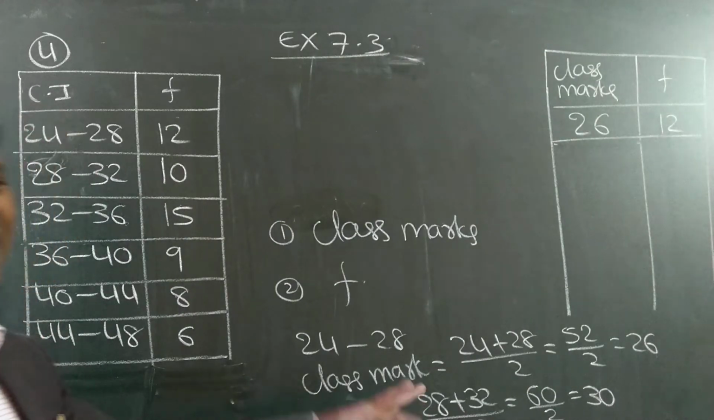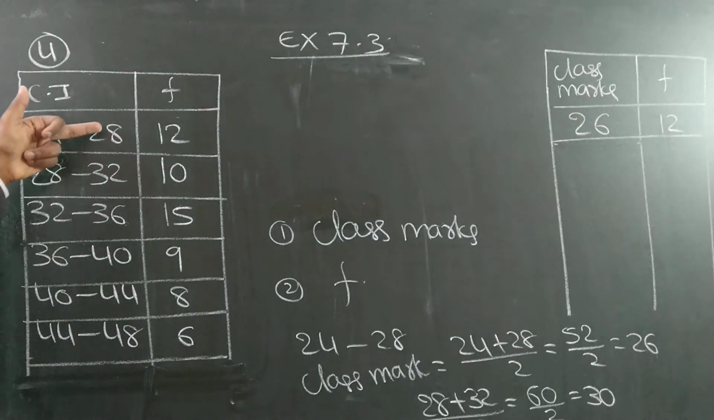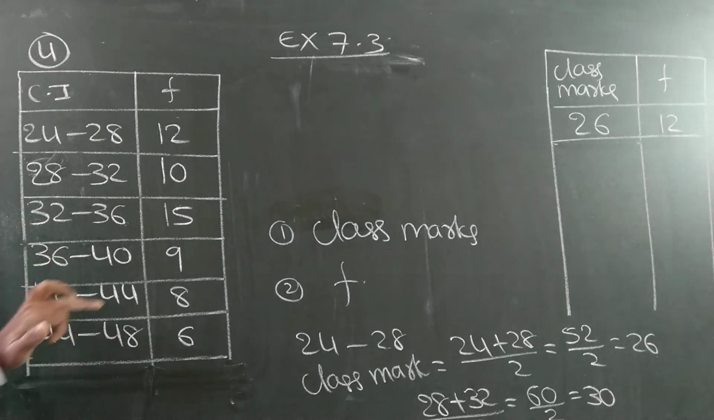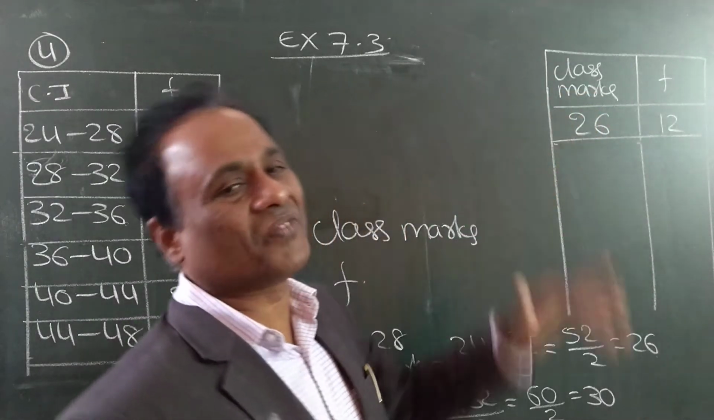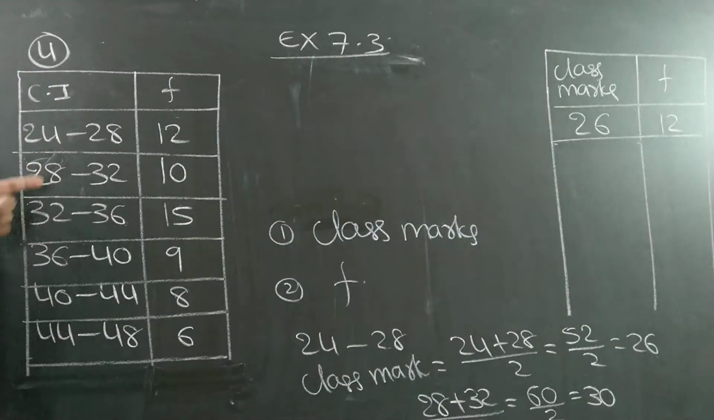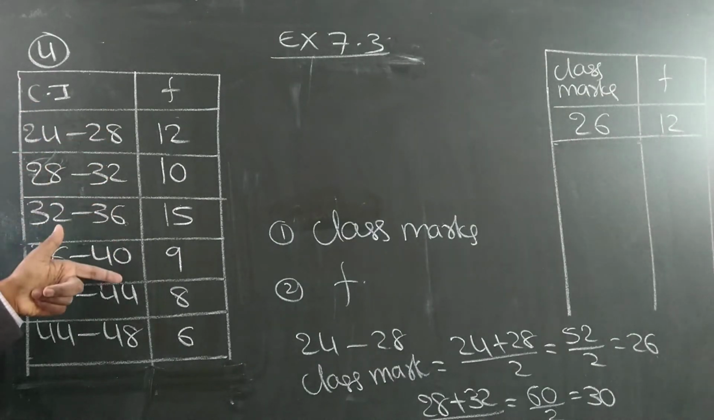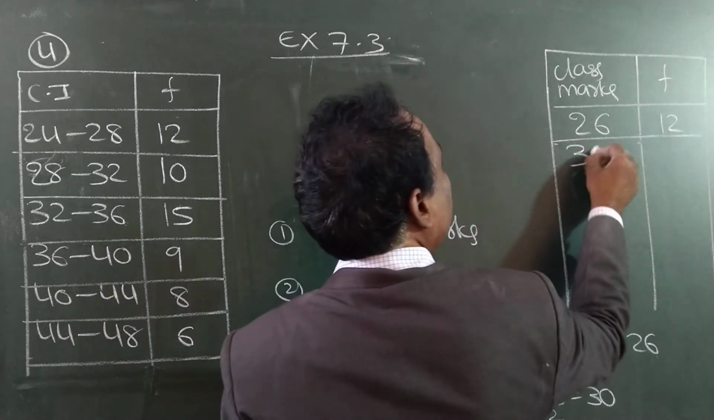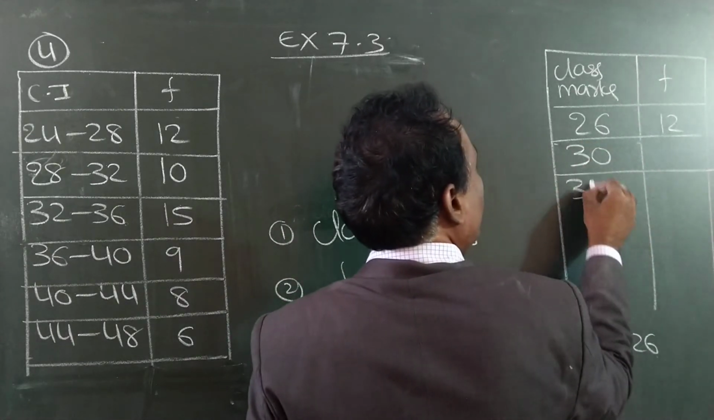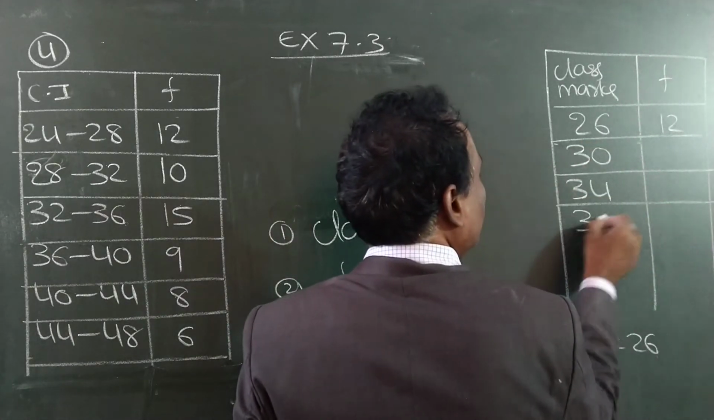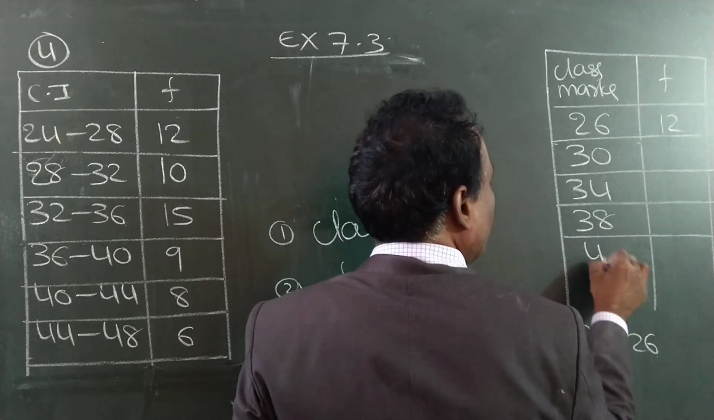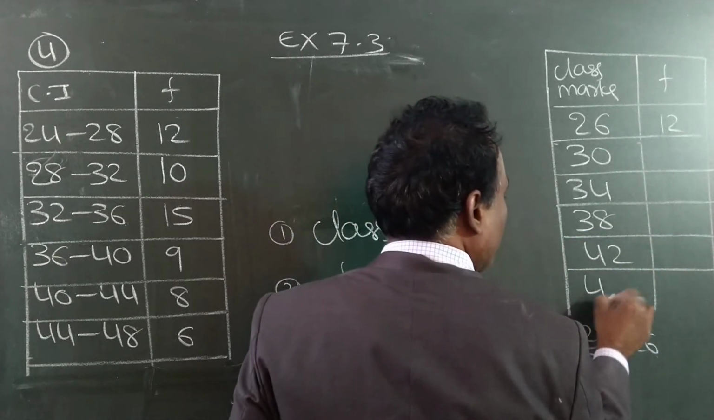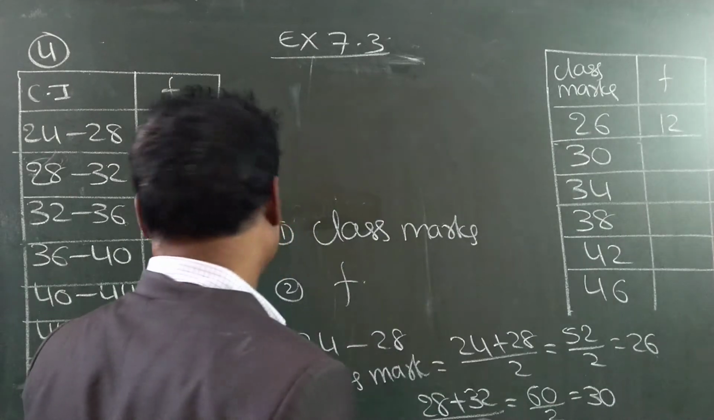But you need not find. Directly we can tell. What is the difference, students? 24, 28 difference is 4. Lower limits 4 difference, upper limits 4 difference, mid value also 4 difference. 26 means next will be 30, next 34, next 38, next 42, next 46, like this.